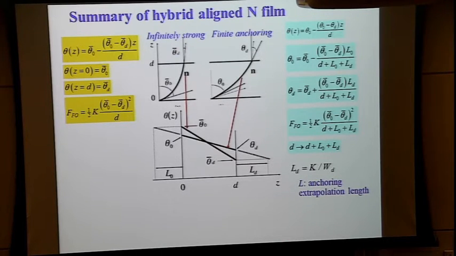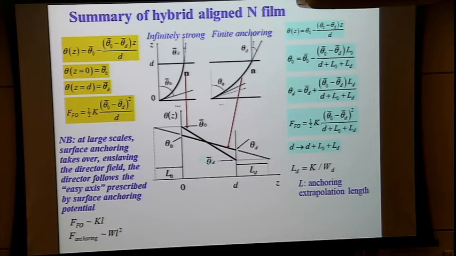But there is something very intriguing if you think more about this. Suppose I'm dealing with this finite anchoring, and this is the free energy of the film. If my thickness d becomes much larger than L naught and L_d, much larger than this anchoring extrapolation length, then I can neglect L0 and L_d, and my expression will approach the expression for the infinitely strong anchoring.